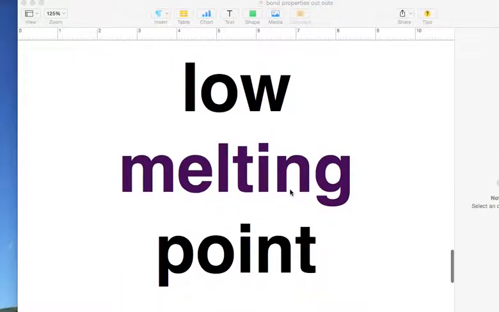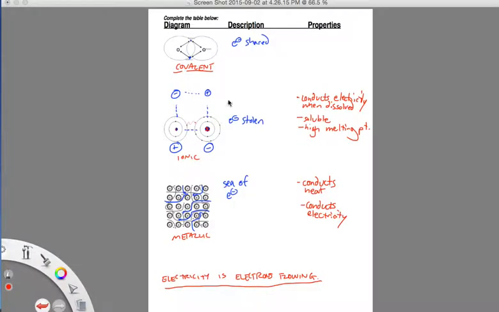Low melting point. This is the only property that we get to write for covalent. Low melting point. Now, why would that be? Why would this one have a low melting point? Why would it be easy to change this into a liquid? Well, the reason is that if you put some energy into this, these atoms can pop apart just as easily as they popped together to make this covalent bond. They are then changed into a liquid.